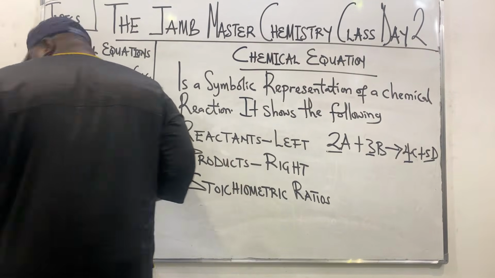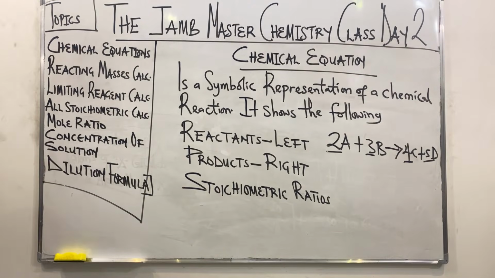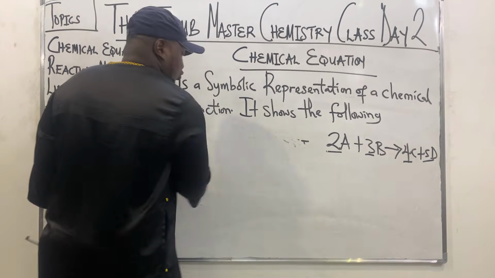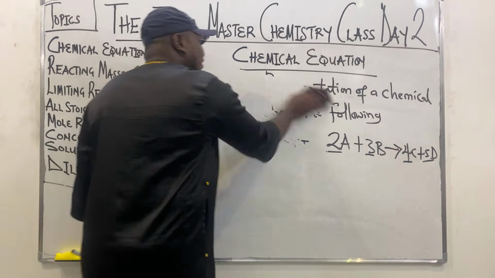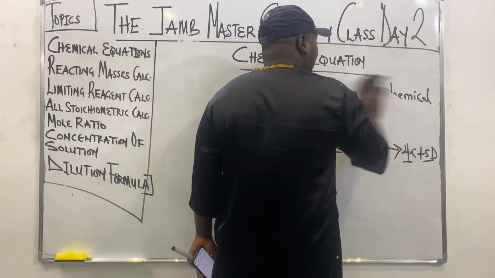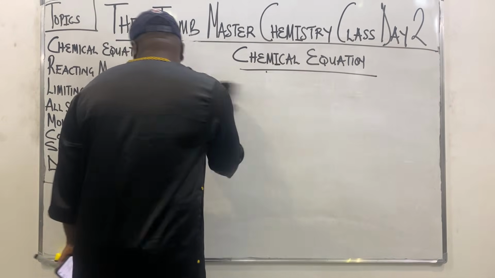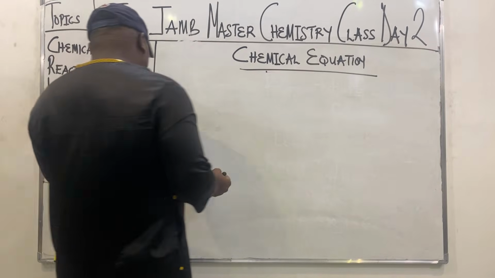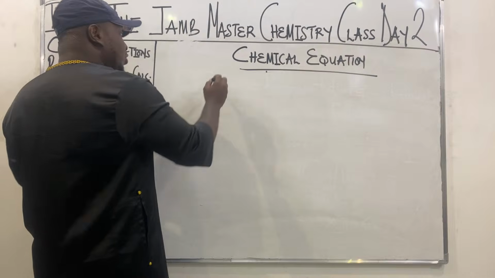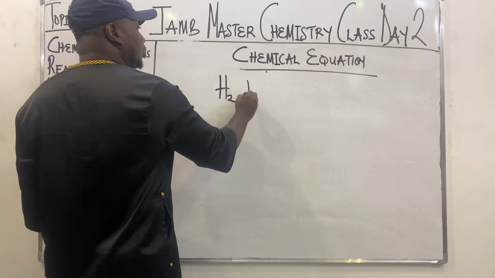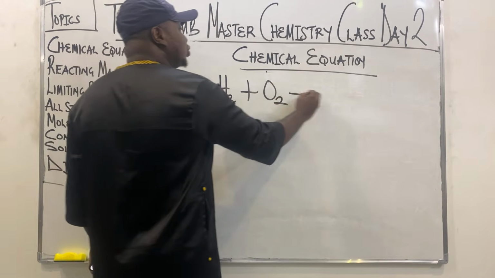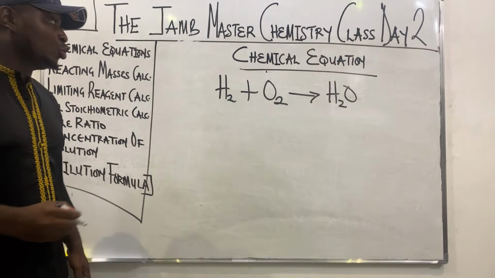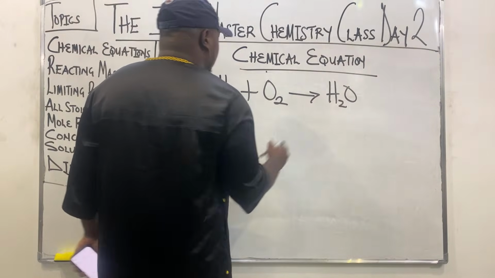Now, without wasting much time, let's go to examples of a chemical equation. Today I'm teaching you a very simple method of balancing any chemical equation. A typical chemical equation, let's give it the simplest one: H2 plus O2 to give H2O. Class, this is H2 plus O2 to give H2O.